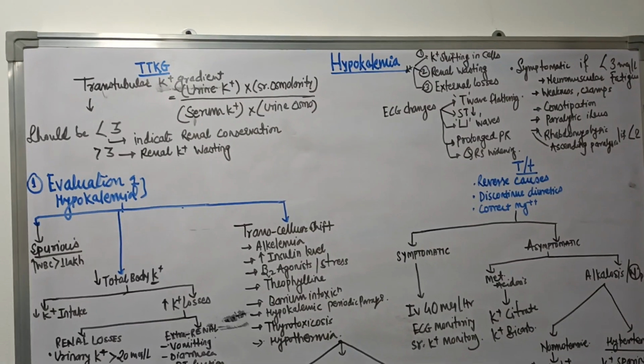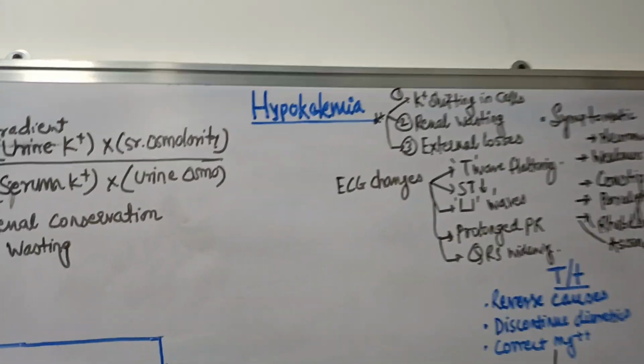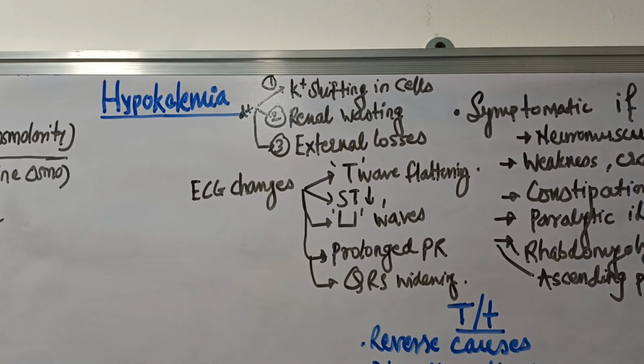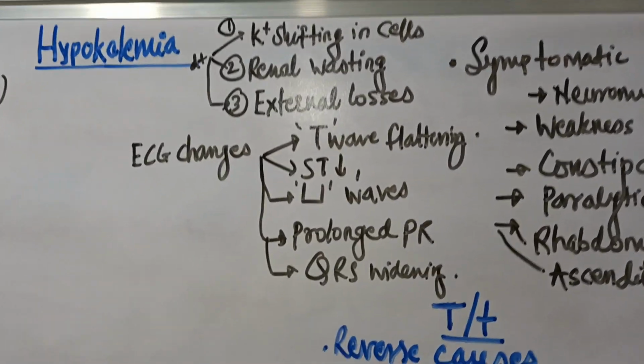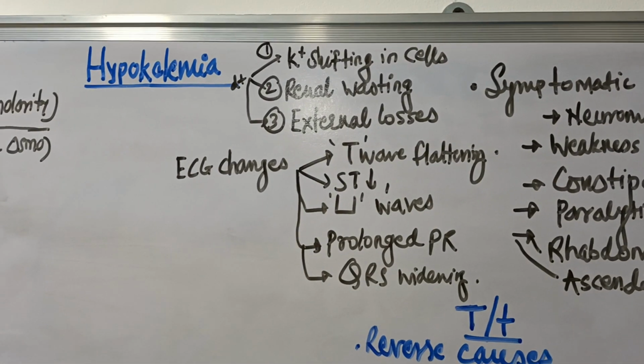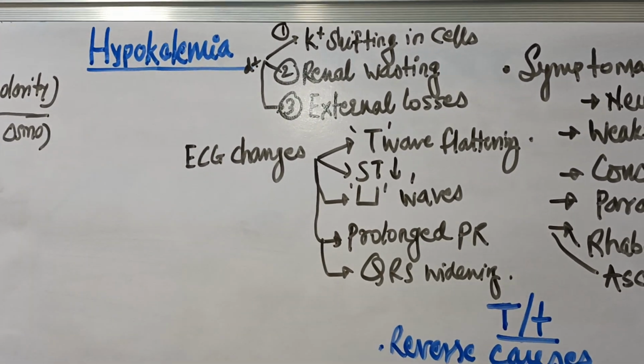So today we will discuss hypokalemia. Hypokalemia is nothing but a decreased potassium level, which is very common in ICU. There are a number of causes of hypokalemia. First one is shifting of potassium into cells. Second one is renal wasting, and third one is external losses.